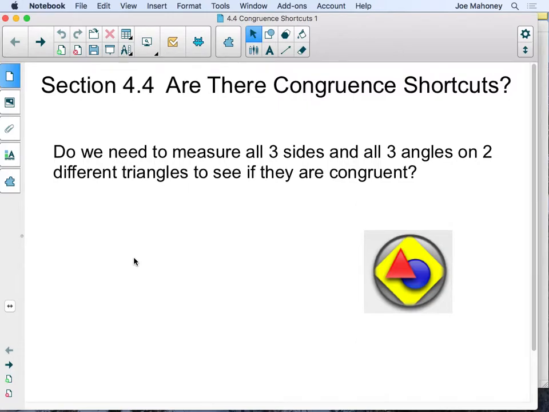Alrighty, so in this section here, we're going to figure out what makes triangles congruent. I call those the triangle congruence shortcuts. And the question is, do we need to measure all three sides and all three angles on two different triangles to see if they're congruent?